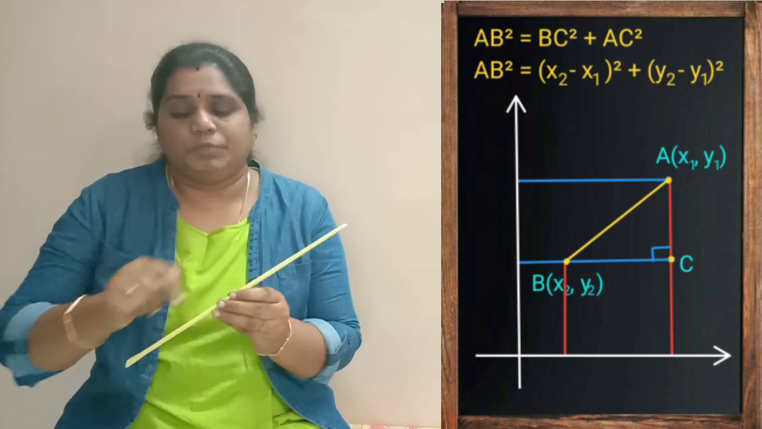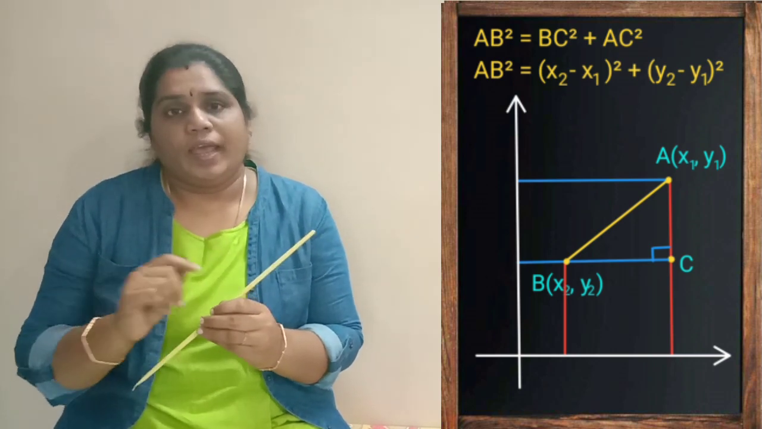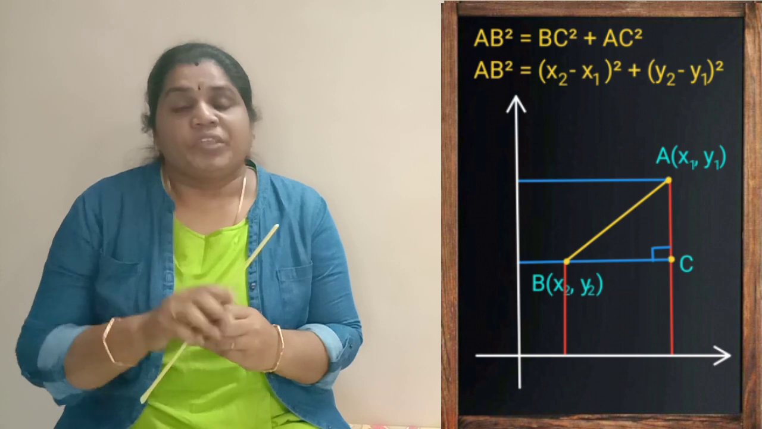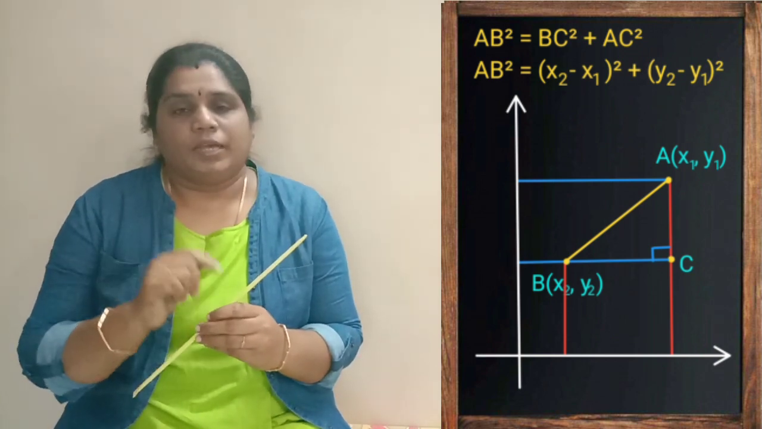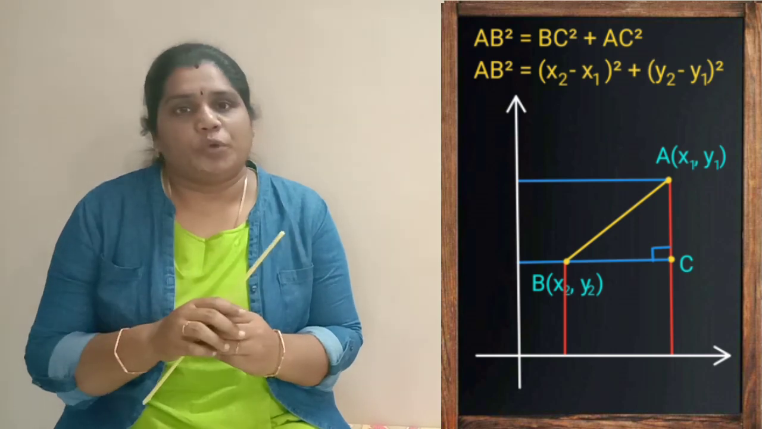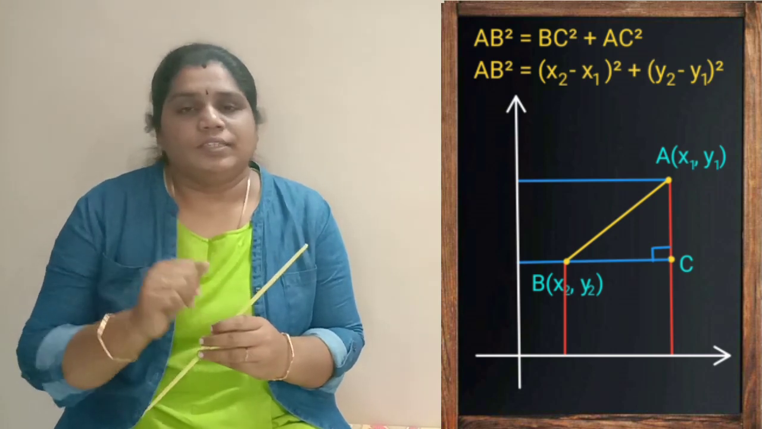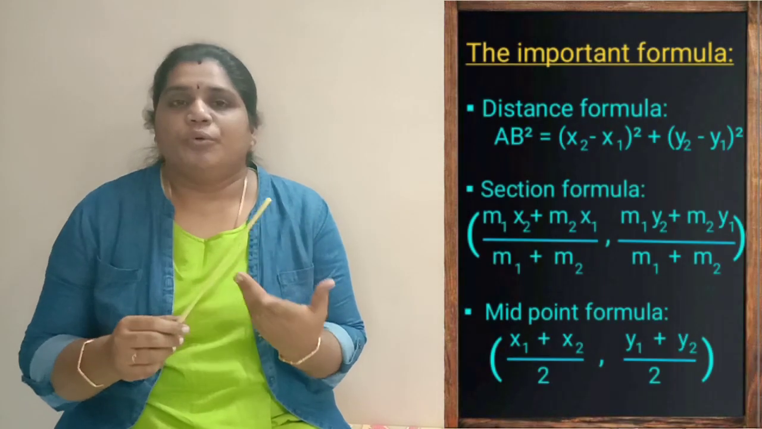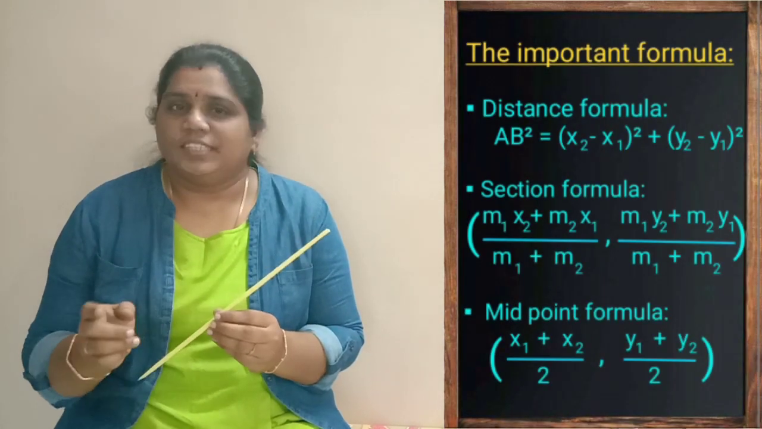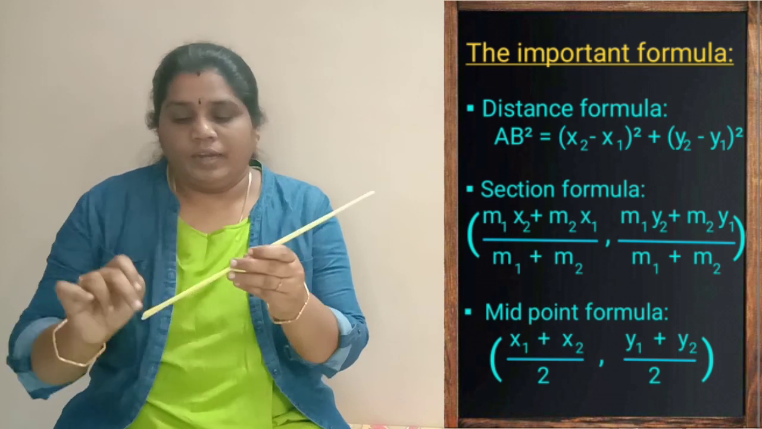The distance between the two points A and B is equal to the square root of (x2 minus x1) the whole square plus (y2 minus y1) the whole square. This is the distance formula. Using this formula, you can find the distance between A and B.